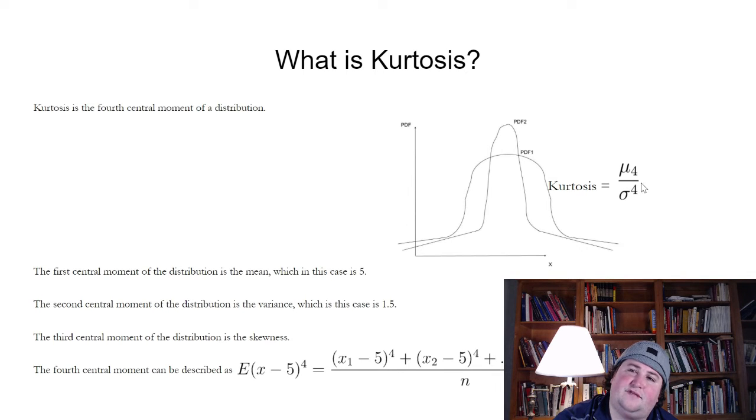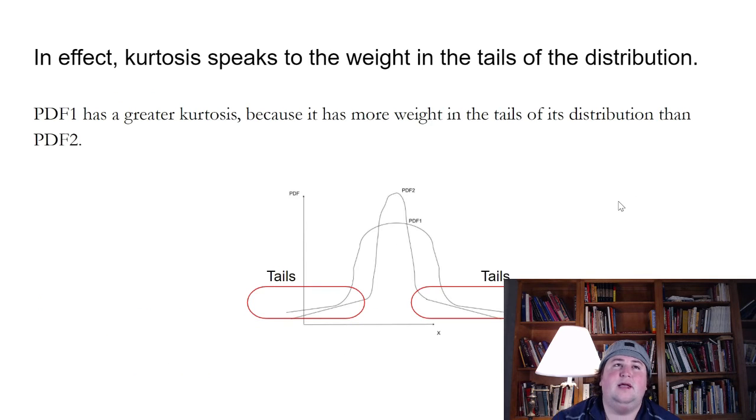And then notably, kurtosis is scaled by the standard deviation to the fourth, or the variance squared, right? Standard deviation is just the square root of the variance. And so that's what kurtosis is. It's a fancy word, but the real question is how much weight is in the tails. As you can see here, PDF1 has a greater kurtosis because there is more weight in the tails of the distribution than PDF2, right? That's pretty clear.